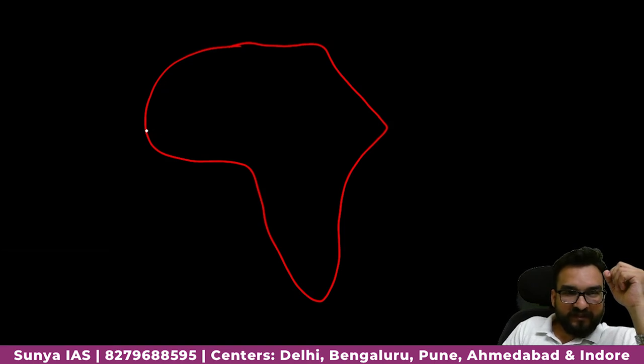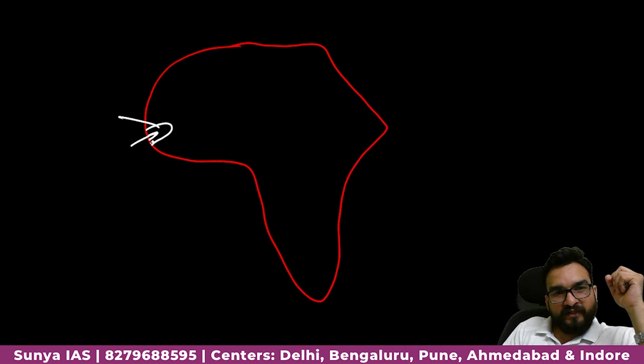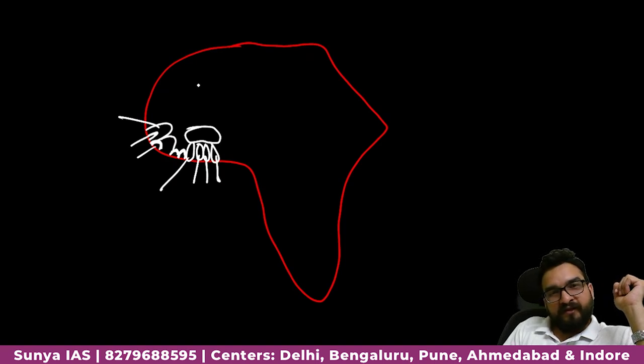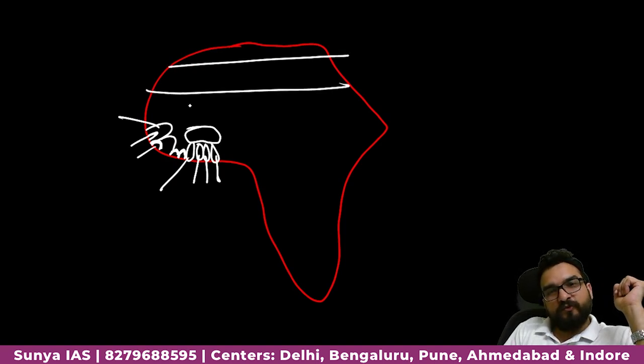Can you tell me this country over here, and the country inside? Senegal and Gambia. Then can you tell me this particular country? Guinea-Bissau and Guinea. Can you tell me Sierra Leone and Liberia? Can you tell me Cote d'Ivoire, Ghana, Togo, Benin and Burkina Faso over here? Cote d'Ivoire, Ghana, Togo, Benin. These five, six countries group over here.